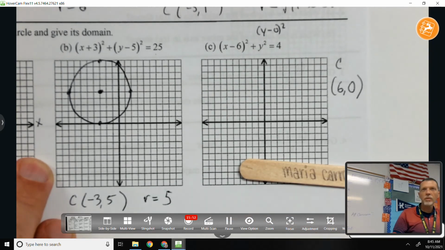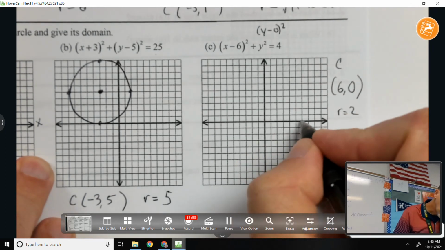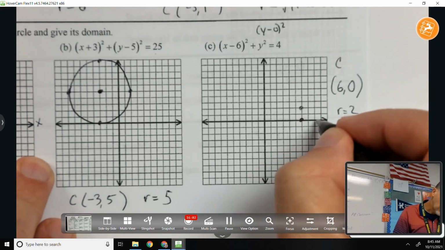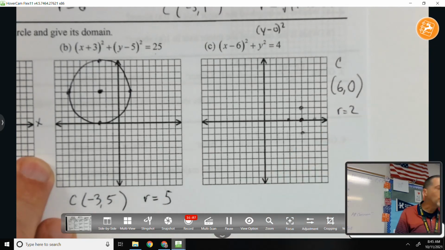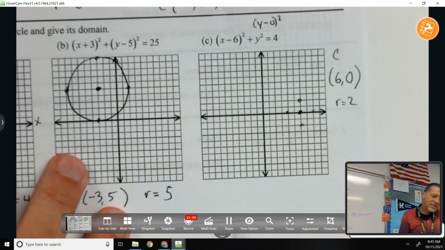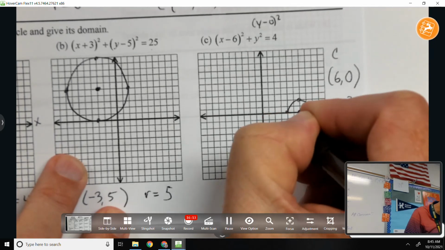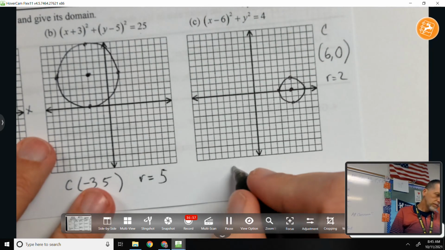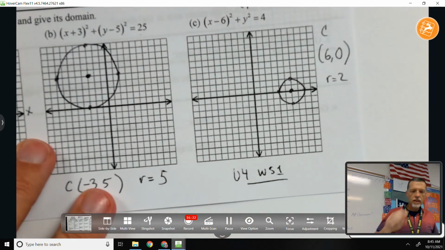Maria, how about the radius? 2. 2, 4, 6. Radius 2. Oh, I heard somebody say they had a perfect circle. That's bold to claim your circle's perfect. Is it easier to draw a small circle than a big circle? Well, I just made it look like 2 points and it's so much easier. It looks better than this rounded square.